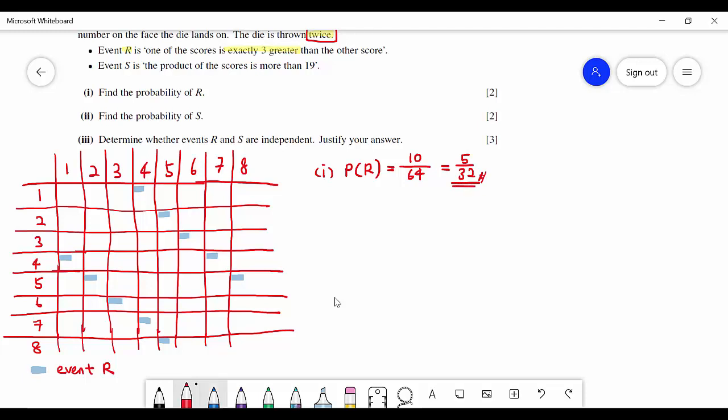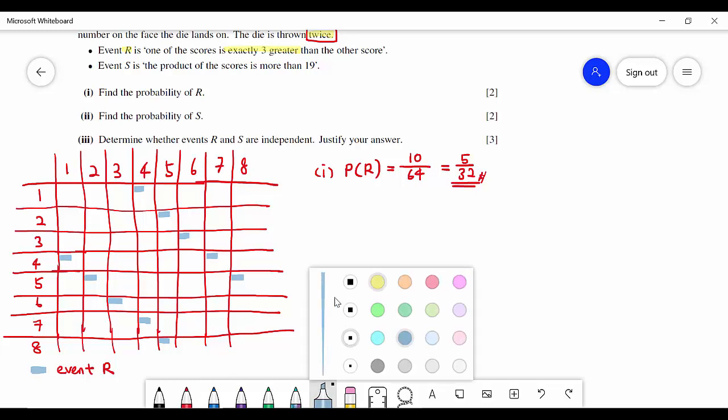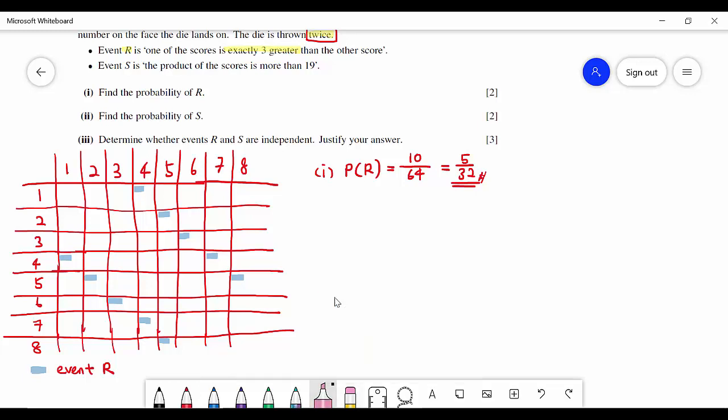So this is the probability for event R. Okay, so now we can try to find out the outcome of event S. Event S means the product of the score that is more than 19. From here you should know that all the lower scores, when they multiply with each other, product means multiply with each other, right? So when you multiply them with each other, you won't get any value that is more than 19.